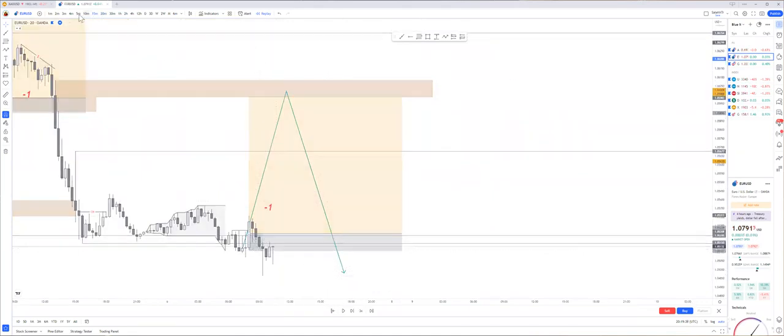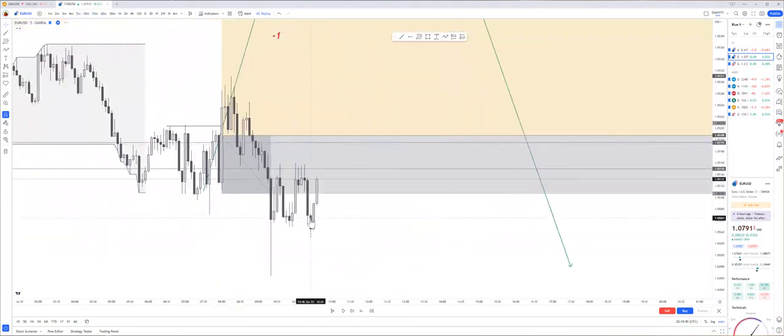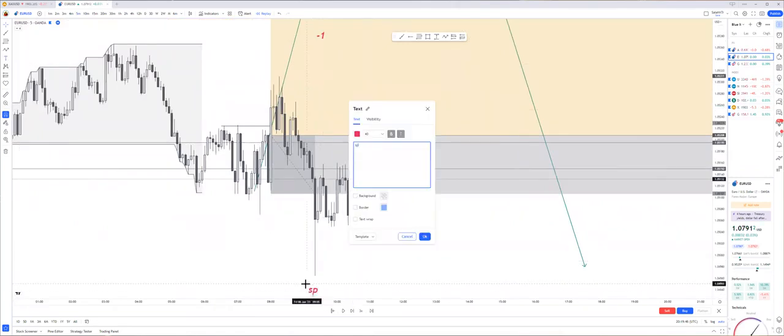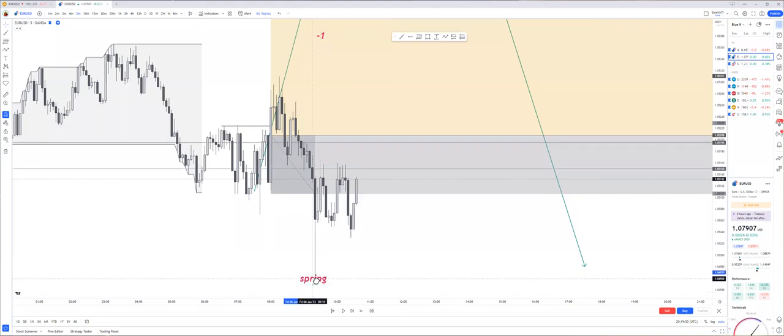So now let's drop down to the 5-minute and just see if we're going to get another change of character. This could be the potential spring here. So we can mark that out. Spring. And if I could drop down to the lower time frames again, we would be looking at an order block in this area. Okay. But we can't, so that's fine.